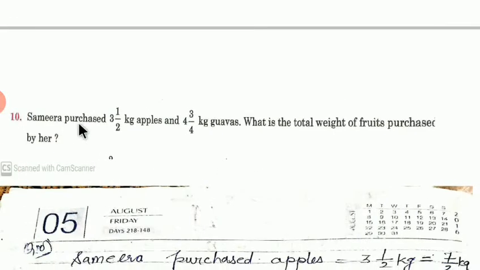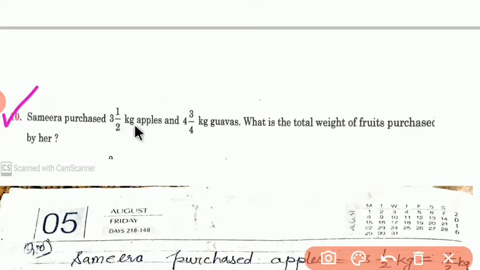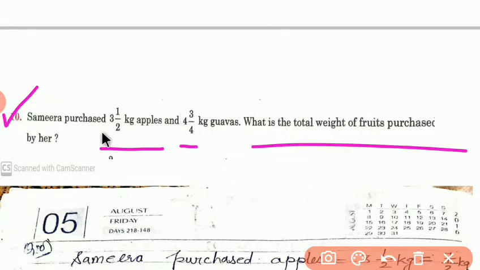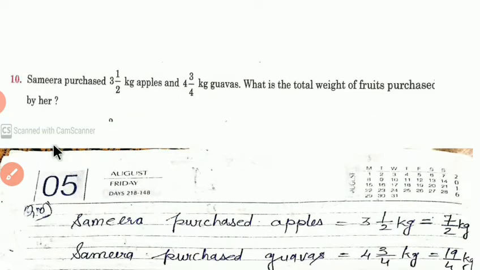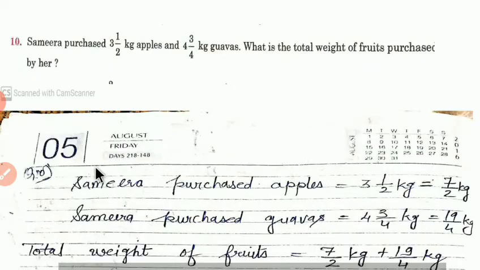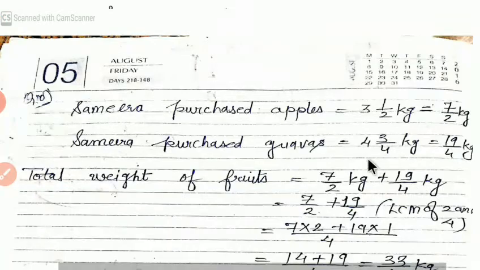Now question number 10. Samira purchased 3 1/2 kg apples and 4 3/4 kg guavas. What is the total weight of the fruit purchased by her? So how to find total weight? By adding the weight of both types of fruits. So Samira purchased apples. How many? 3 1/2 kg, or 3 times 2 is 6, 6 plus 1 is 7/2 kg.